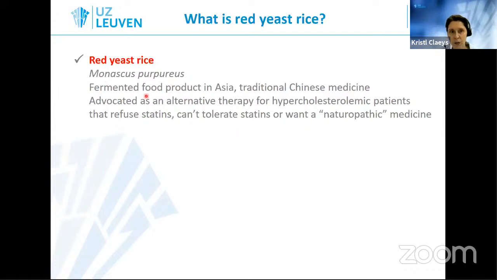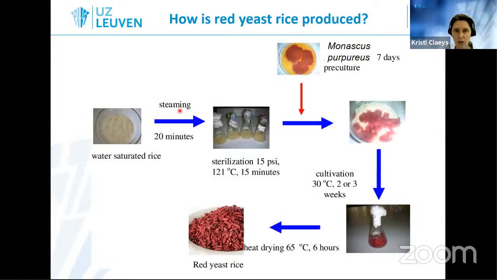The Monascus purpureus is the yeast that is involved, and you can see here how this is prepared. So this is a rice that is water saturated, will be steamed, and will be cultured together with the Monascus purpureus, so the yeast. This will be cultivated, heat dried, and then you get this rice that looks red, so the red yeast rice.